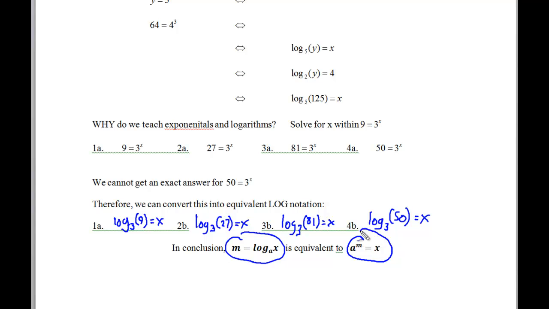So in conclusion, this equation is equivalent to this equation. In this equation, the exponent is all by itself, and that's really important because sometimes we want to know that exact moment when we will get a number for my x. All right, so let's go take a look at the second page here.